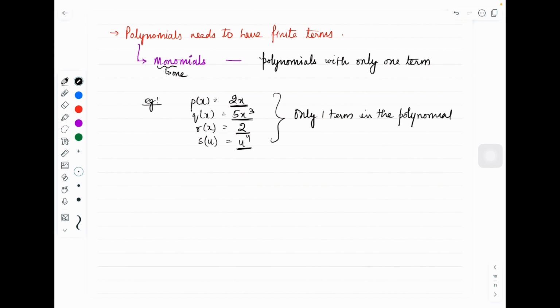So it's a monomial. Understood? Second one is binomial. Bi means 2. So binomials are polynomials with only two terms.